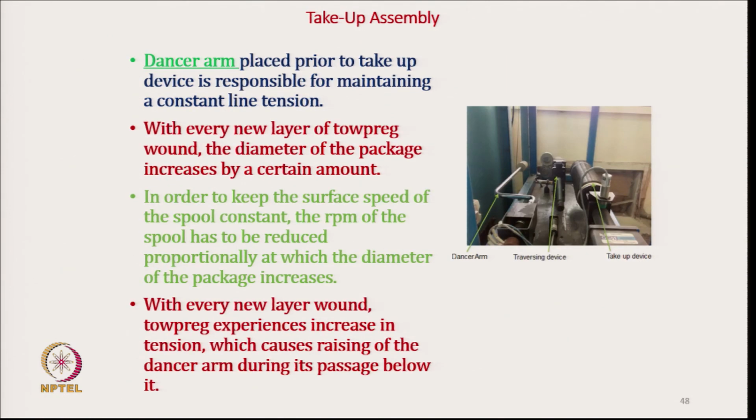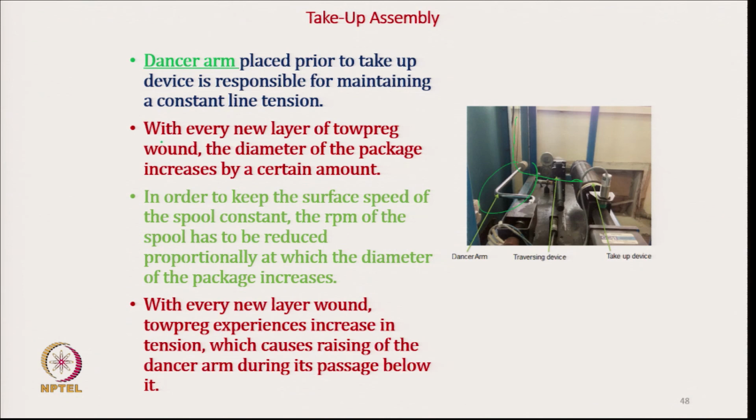The dancer arm, which is placed here prior to the take up device, is responsible for maintaining the line tension. The material which is winding is coming through below the dancer arm. In case of any increase in tension, this dancer arm will be lifted, and then the signal will go to the control system and it will change the speed.